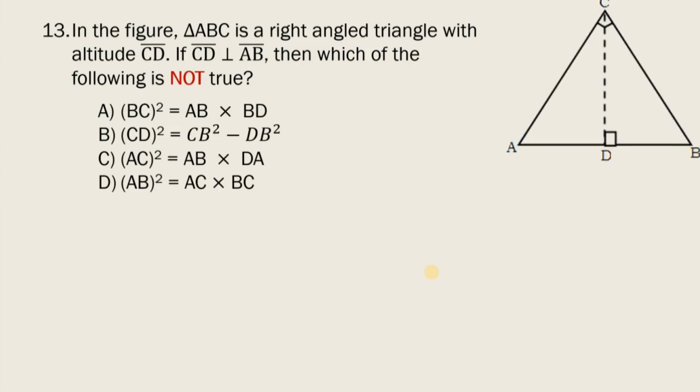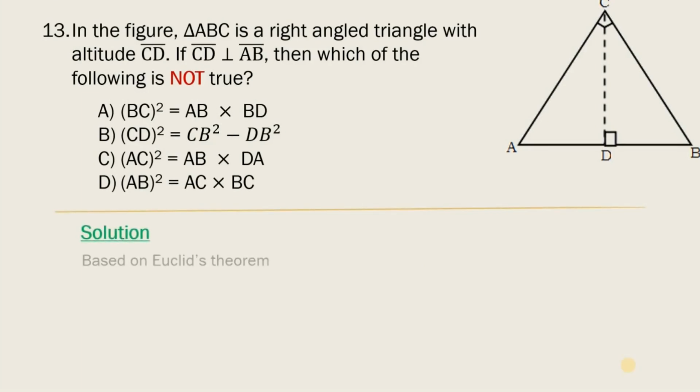Question 13. In the figure, triangle ABC is a right-angled triangle with altitude CD. If CD is perpendicular to AB, then which of the following is not true? BC squared equals AB times BD, CD squared equals CB squared minus DB squared, AC squared equals AB times DA, or AB squared equals AC times BC. Pause the video whilst you work it out.